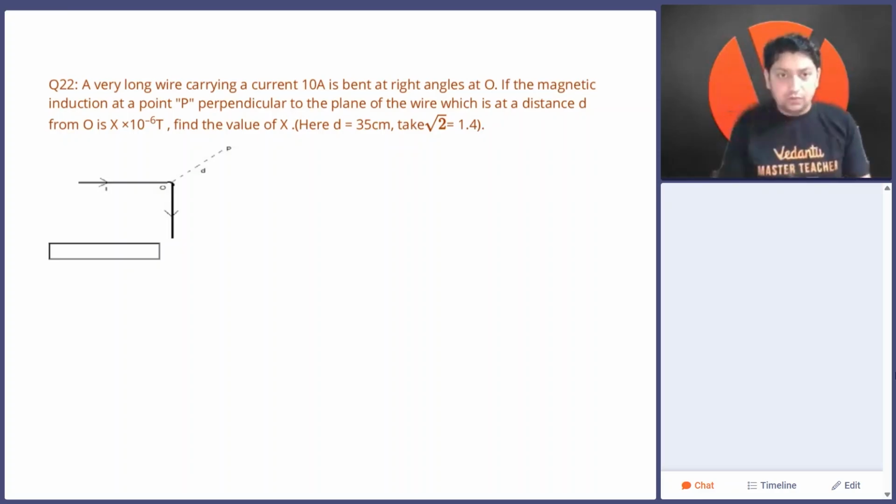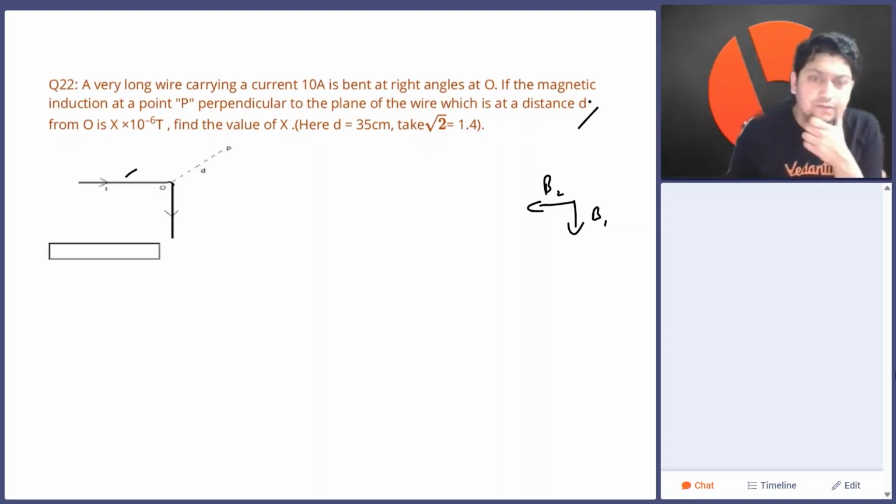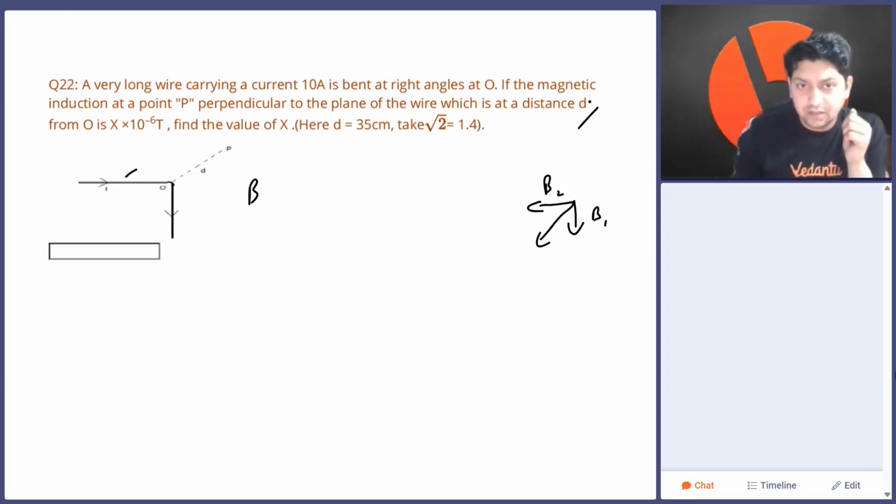field will be coming out due to this portion, will be coming out at point P in this direction, suppose, right? And due to this, the field will be coming out in this direction, right? So B1 and B2 will be there, and as both the sections are considered to be semi-infinite wires, the net magnetic field we will find using vector addition of these two, right? So B equivalent will be equal to the square root of B1 squared plus B2 squared, right? But as we know, these are semi-infinite wires, so B1 and B2 will be equal.